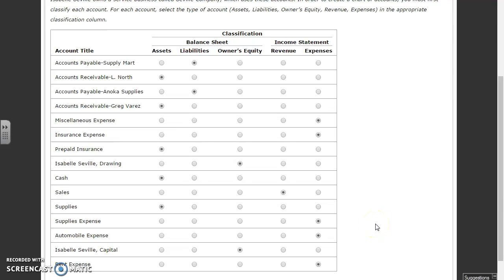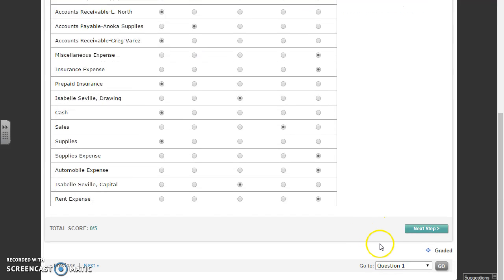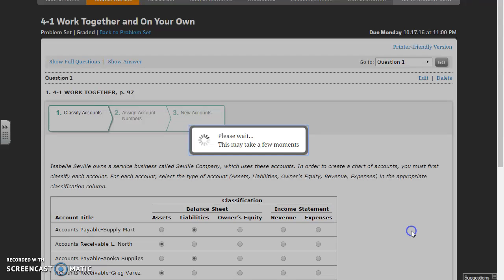So this step should have come to you pretty easily, because again, it's things that we went over in chapter 2 and chapter 3. You should know these classifications by this point. So we're going to go ahead and go to the next step.